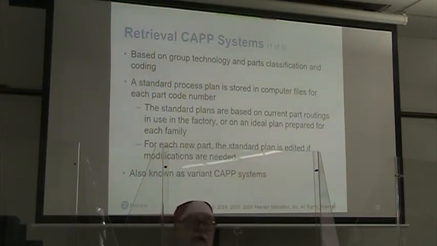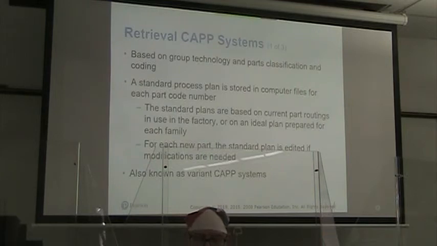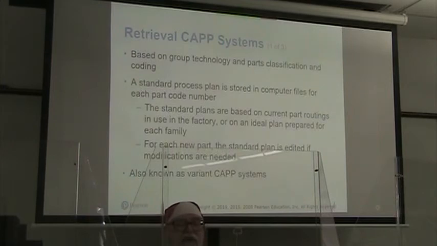Right? New parts will be introduced. So for each new part, our standard plan will be edited if we need modifications. So these are known as variant computer-aided process planning systems.